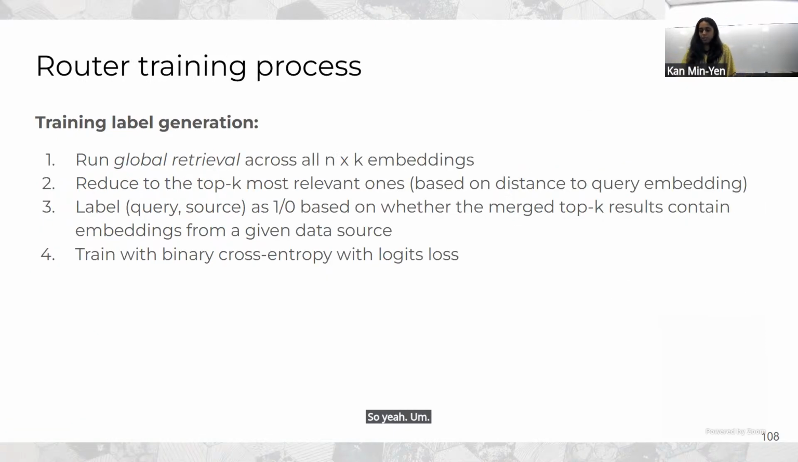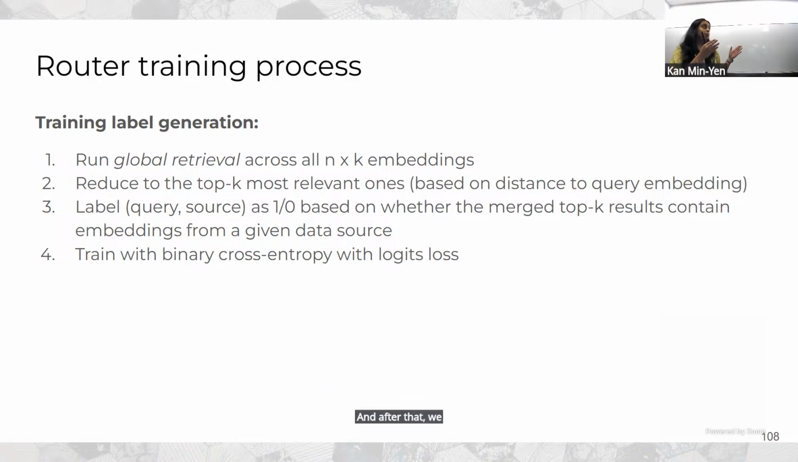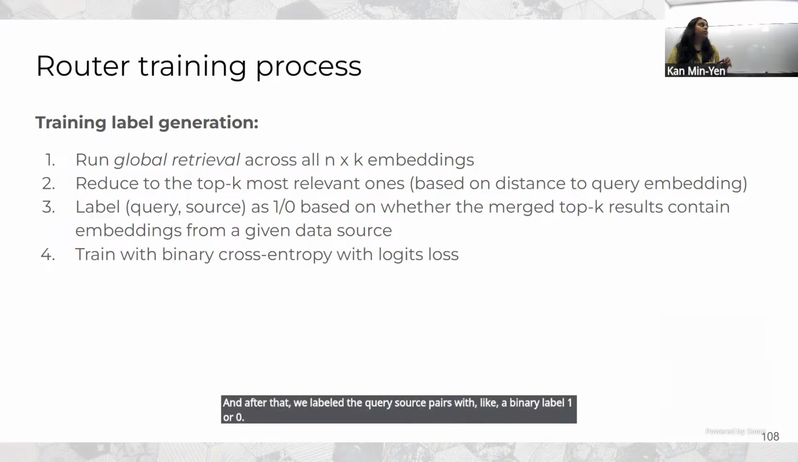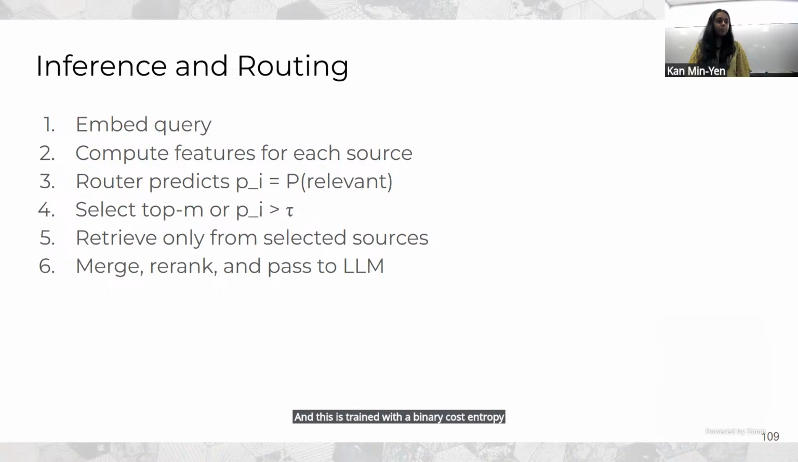The router training process is that we run global retrieval across all the n times k embeddings, and we reduce it to the top k most relevant ones based on the distance to the query embedding. After that, we label the query-source pairs with a binary label, 1 or 0, based on whether the top k merged results contain embeddings from the given data source. This is trained with a binary cross entropy with virtual scores.